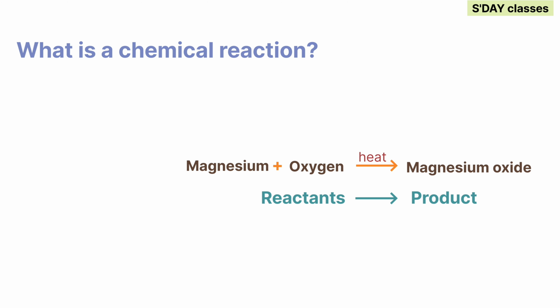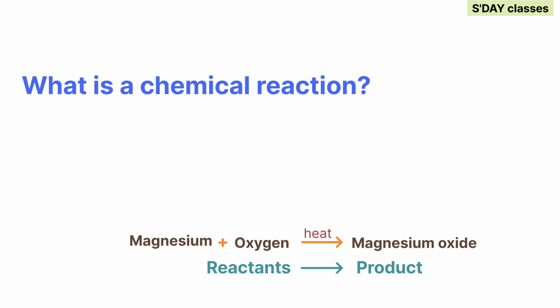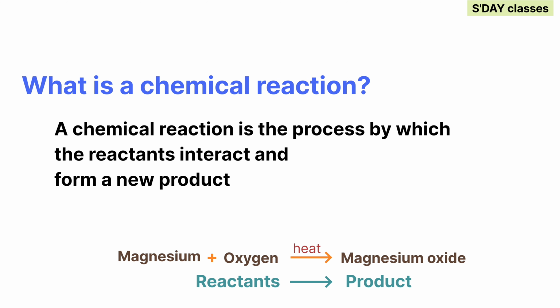Now, what is a chemical reaction? Here is a simple definition. A chemical reaction is the process by which reactants interact and form a new product. This is a simple explanation of a chemical reaction.